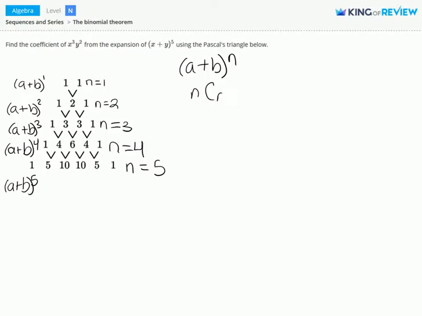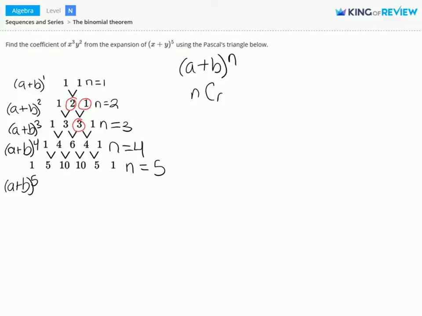Pascal's triangle has many interesting patterns and properties. For instance, if you add two numbers that are directly next to one another, the sum of those numbers is directly below them. So if you add 2 plus 1, the sum of those two numbers is 3. Many different patterns and properties of this triangle. But let's look at our problem.